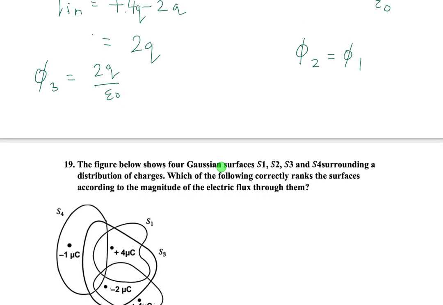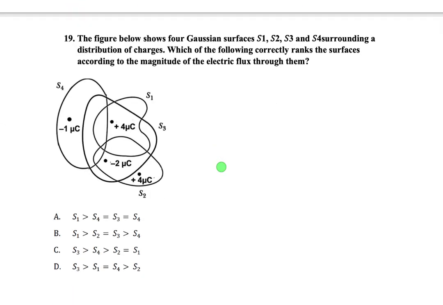Okay. Let's look at the next problem. The figure below shows 4 Gaussian surfaces S1, S2, S3 and S4 surrounding a distribution of charges.